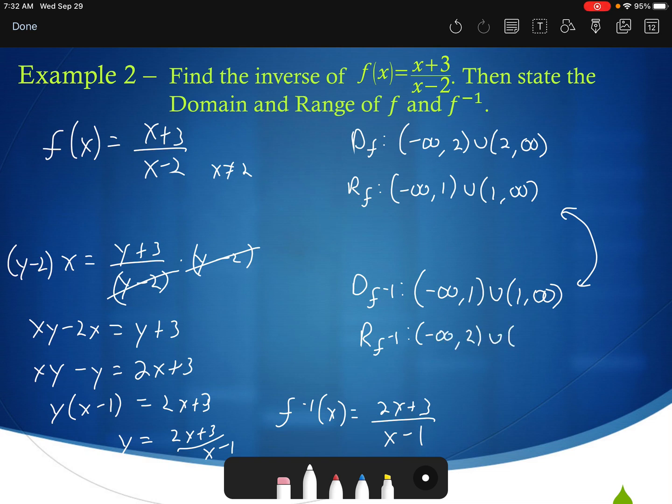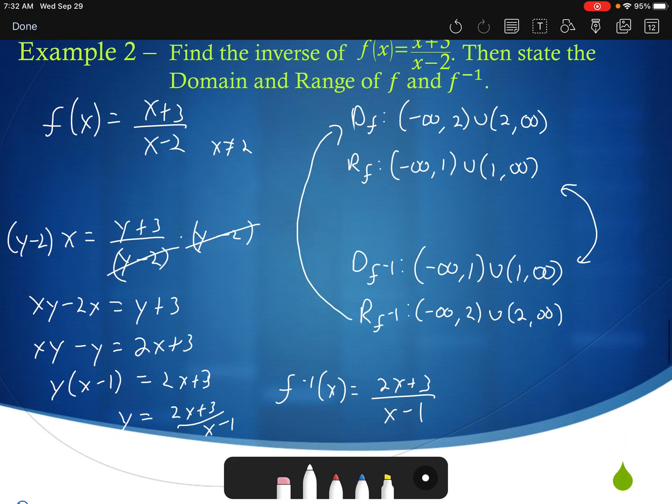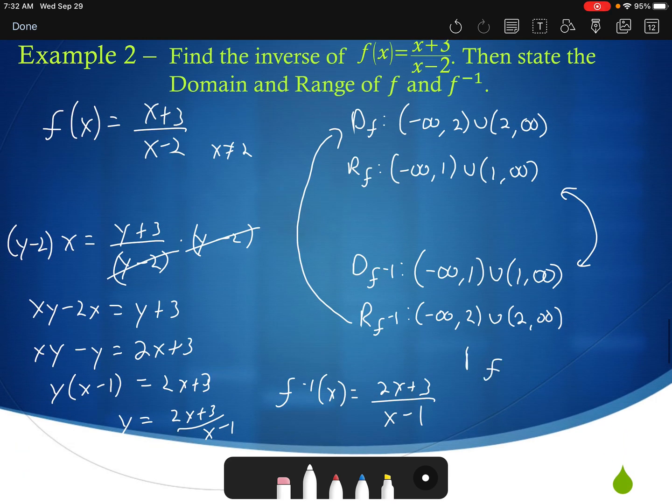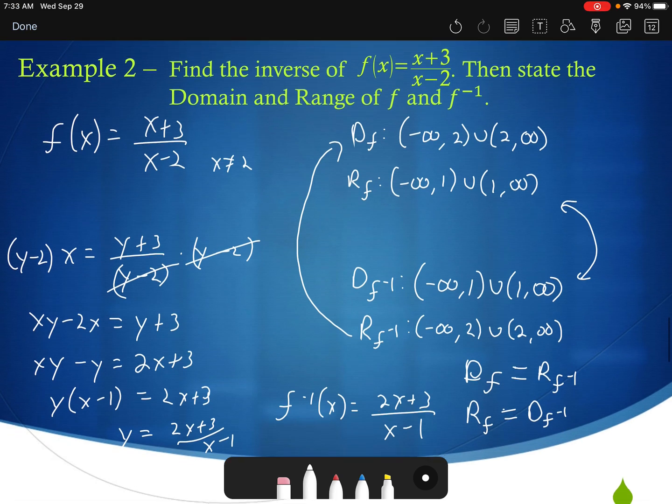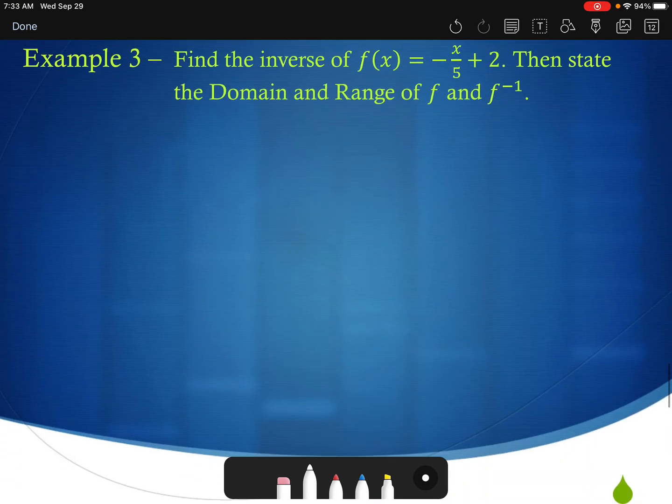So the range of f inverse is the same as the domain of f. So this is always true then, guys. The domain of f equals the range of f inverse, and the range of f equals the domain of f inverse. So this allows us to find range algebraically, because right now we just have to use our calculator.